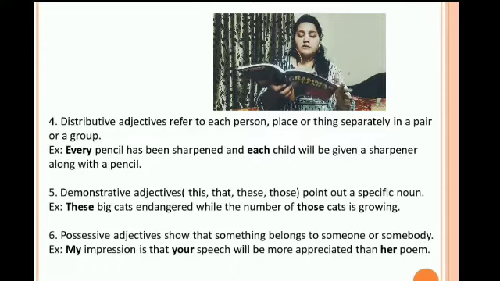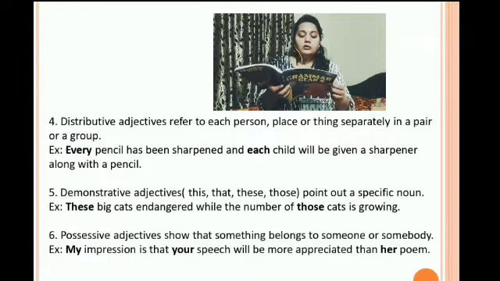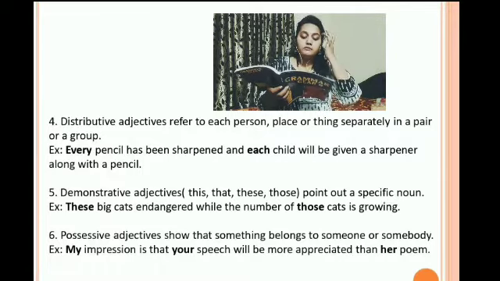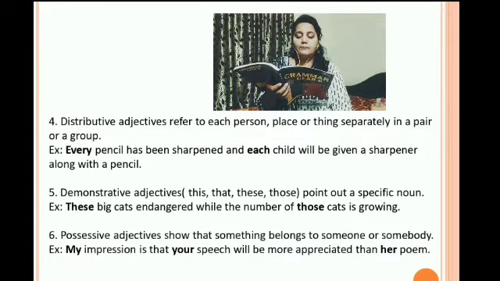Then possessive adjective. A possessive adjective is used to talk about a particular noun when it belongs to a particular person. Some examples are my, your. Which words are used as possessive adjectives? My, your, our, his, her, their and its. They show that something belongs to something or somebody. They are always used just before the noun.